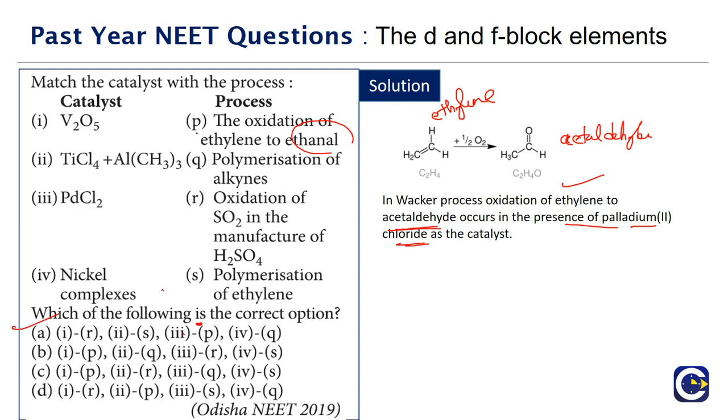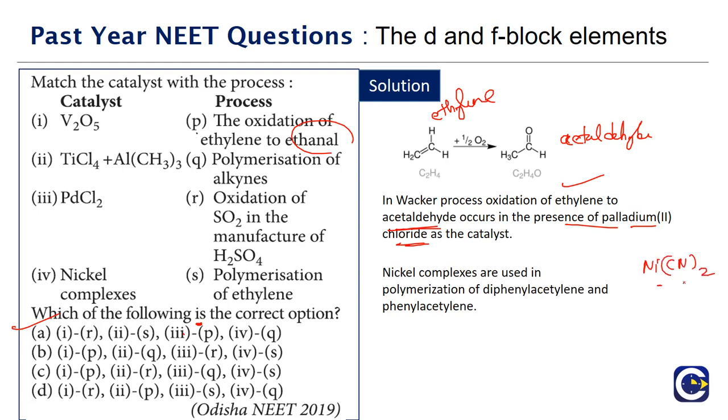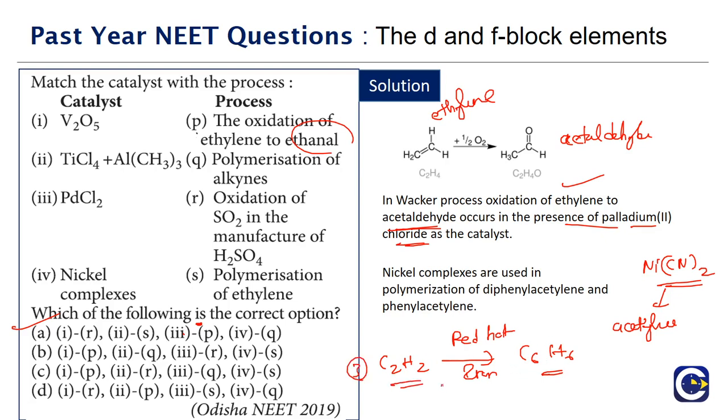Then nickel complexes. Some of the nickel complexes like Ni(CN)2 are used in the polymerization of acetylene. Normally what we know is if you pass acetylene over red hot iron, we will be able to produce benzene. So this is also an example of polymerization. We are able to form the polymer with three molecules of acetylene.